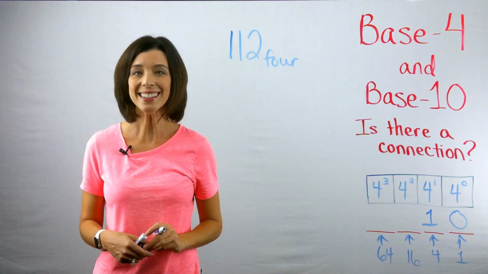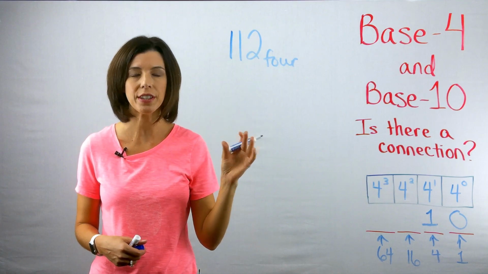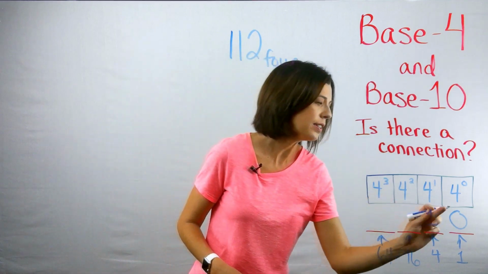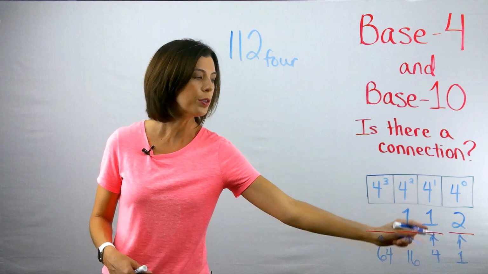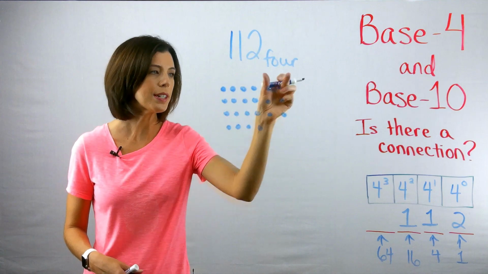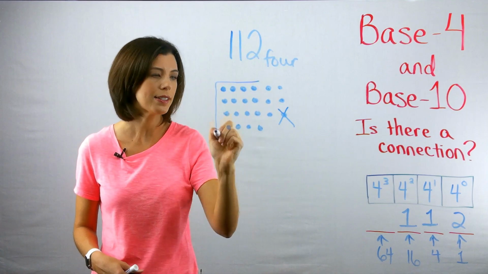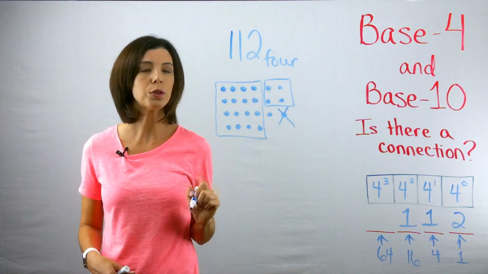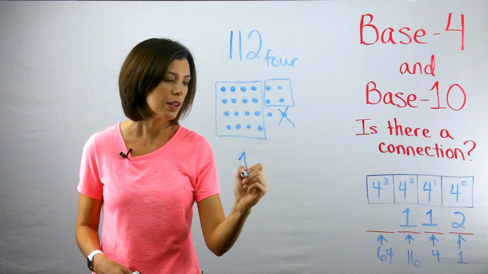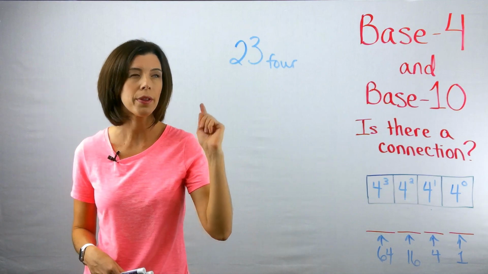Let's try another one. Let's think about what's the number that comes before 112 base 4. We just looked at these dots, so let's take it apart. I'm going to think of this as one group of 16, one group of 4, and 2 1s, and I'm going to draw that. Now I have one group of 16, one group of 4, 2 1s. If I get rid of 1, let's see what I can group. I can still group my group of 16. I can still group my group of 4. So I'm actually going to have one group of 16, one group of 4, and 1 1. So 111 base 4.